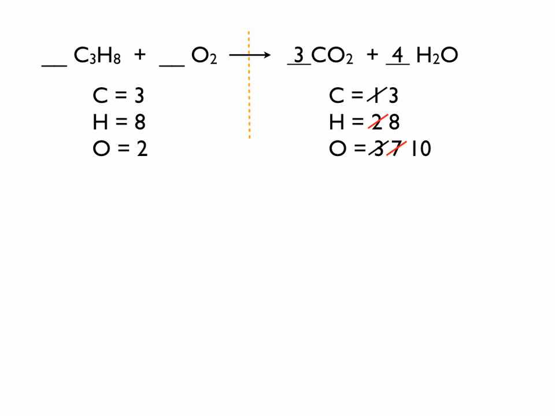So the next thing that we're going to do is balance for the hydrogen. We're going to put a 4 in front of the water because we've got 8 atoms of hydrogen on the left side of the equation, and we need to get 8 atoms of hydrogen on the right side of the equation. But again, by putting a coefficient of 4 in front of that water, you've also changed the number of oxygens, and so you have to go back and add up the oxygens again. 3 times 2 is 6, plus 4 is a total of 10 oxygens.